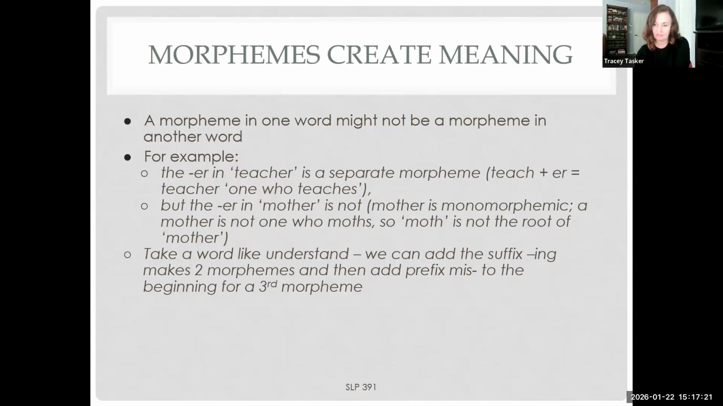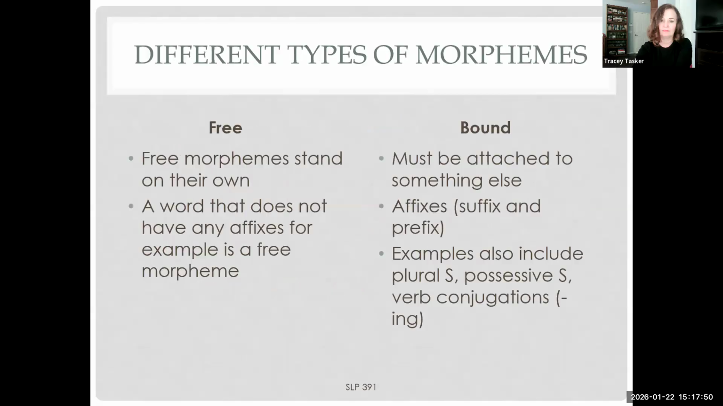So we can add the suffix ing to it, and then it would be two morphemes. And we can then add the prefix. Prefixes come before a word, suffixes come after a word. And that is adding yet another morpheme to it. So if we were going to count it out, understanding, we would have three individual morphemes in there that all change the meaning of the word as we add them or take them away.